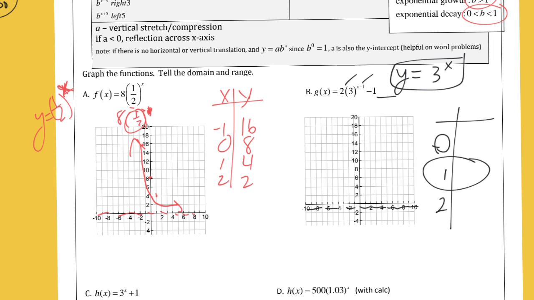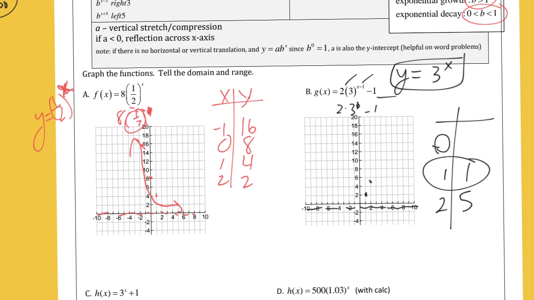And so we're going to do 2 times 3 to the 1 minus 1. So 1 minus 1 is 0. So 2 times 3 to the 0, which is going to be 2 times 1, and then subtract 1 is going to give us 1. So 1 is 1. And then if you do 2, 2 times 3 to the 2 minus 1 is 1. So 2 times 3 to the 1 is going to be 6 minus 1 is 5. So 2 is 5.